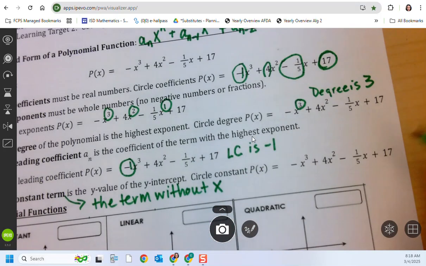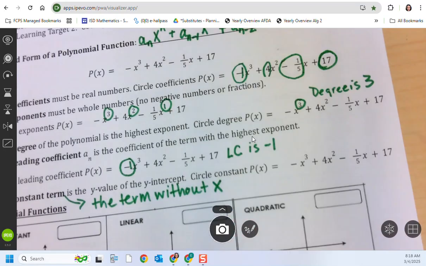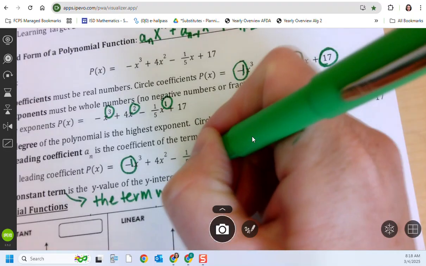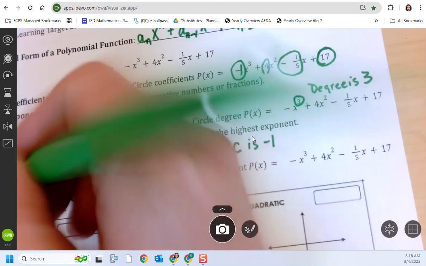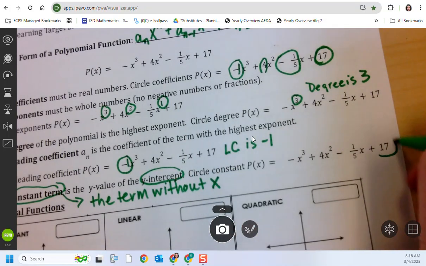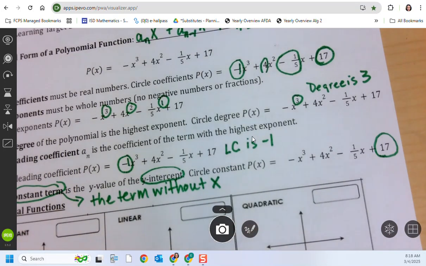And then it's good to know that the constant term is also the y-intercept. I have a highlighter. I'll highlight that. Okay. So the y-intercept is the constant term, which is also the term without the x. And in this one, it is 17.